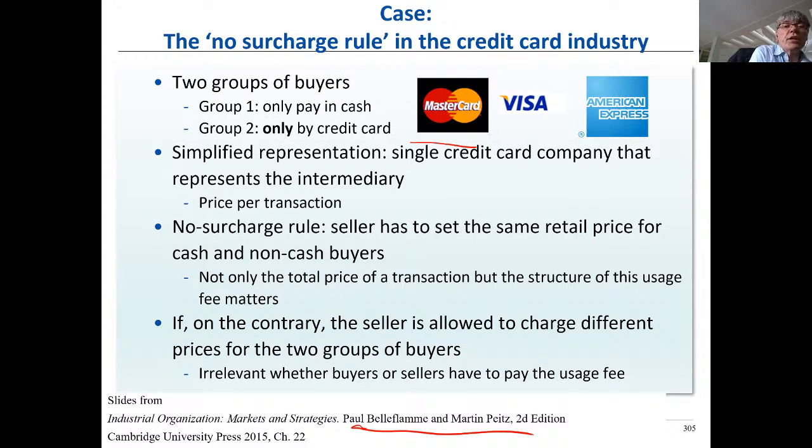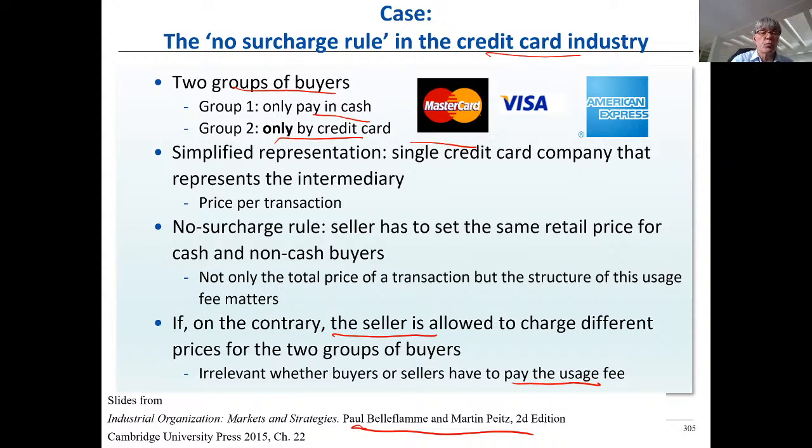Now if we look into the credit card industry, of course we have two groups of buyers, some who only pay in cash and others who only pay by credit card. And suppose we have only a single credit card company that represents this platform. And we have one price per transaction. Might be you pay say 20 cents per transaction, or say 0.01% of the value of each transaction. Then the interesting thing in terms of our discussion is who really pays these fees.